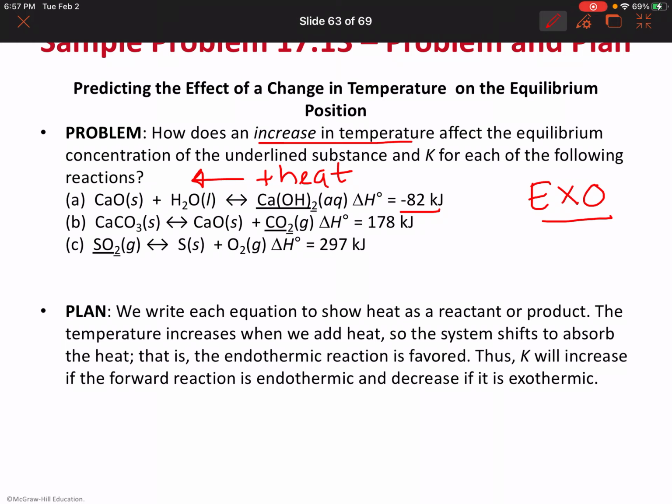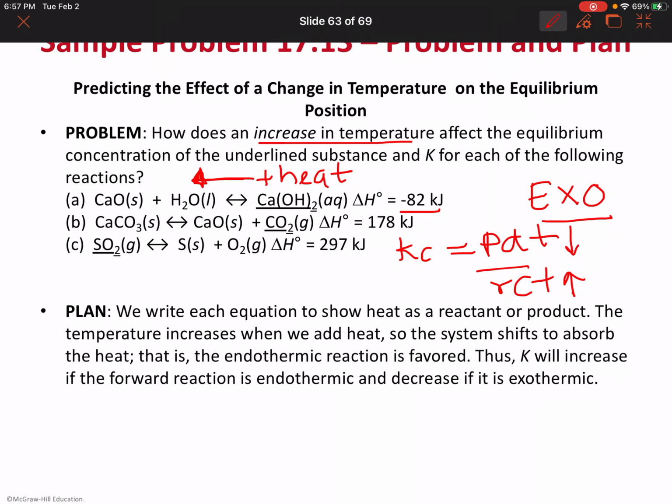So if the equilibrium shifts to the left, what's going to happen to the equilibrium constant? Now you are making more of the reactants. Remember the Kc term: Kc is products over reactants concentration. Now the equilibrium shifts to the left, meaning you have more of the reactants and you are decreasing the products.